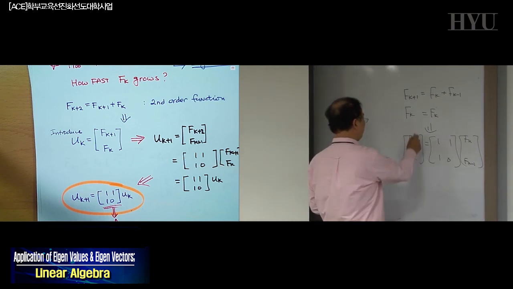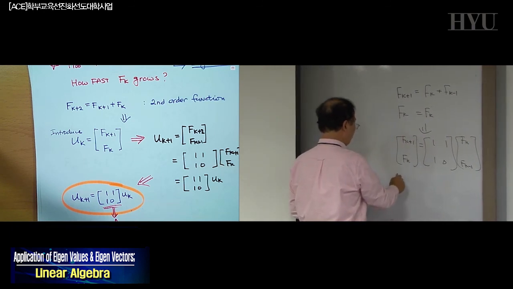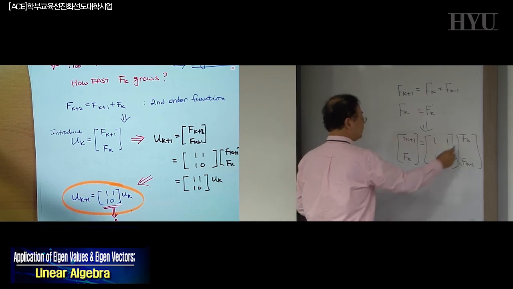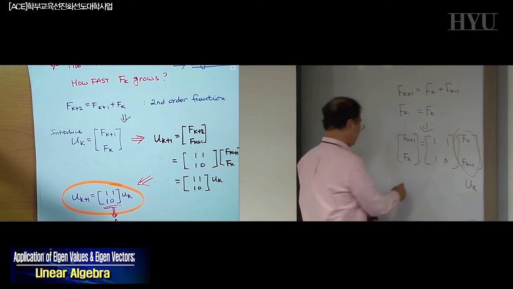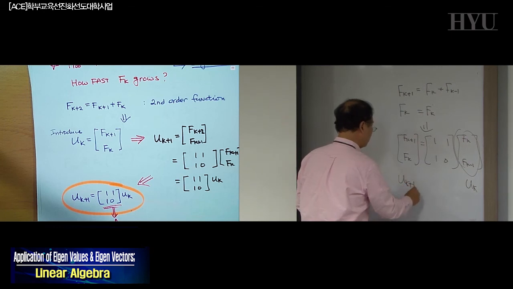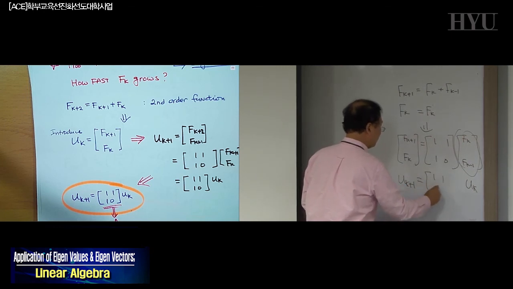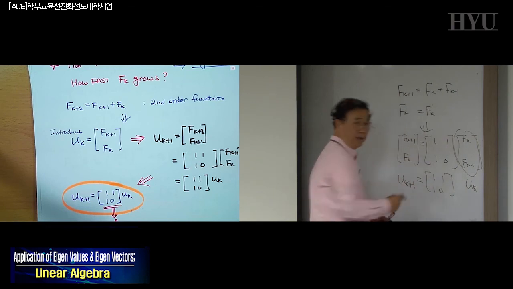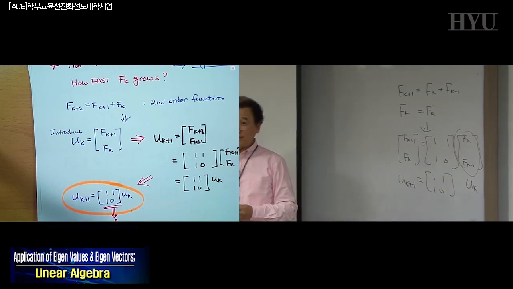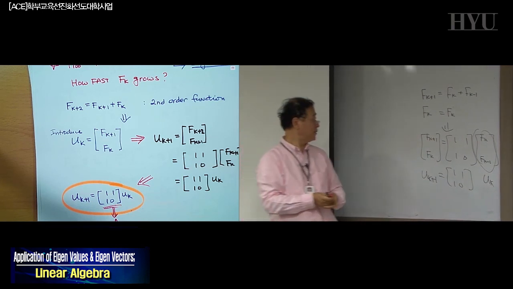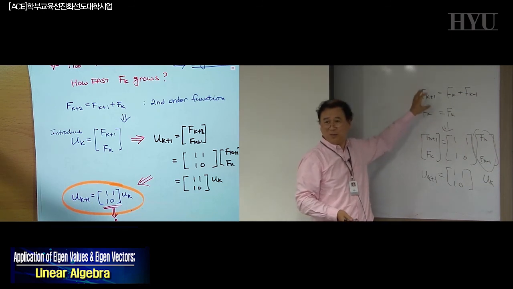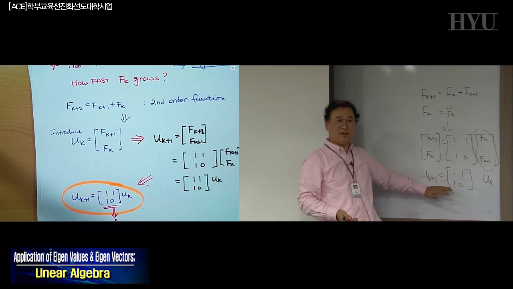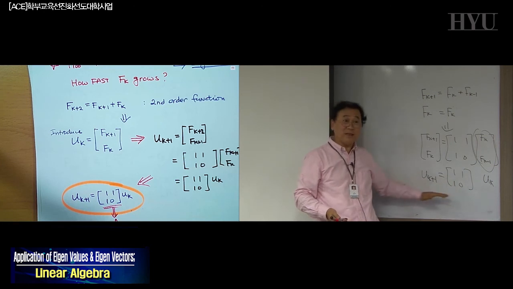This one is okay. I got to define this as u_{k+1}, and I define this one as u_k. Okay, then u_{k+1} is whatever, [[1,1],[1,0]] times u_k, right? So by simply introducing this dummy equation, you can have this very good form, right?